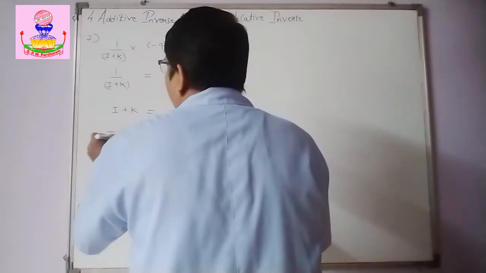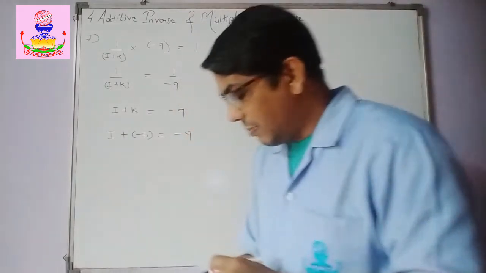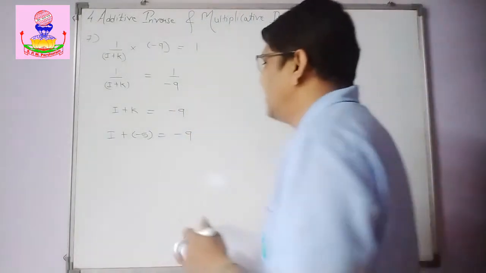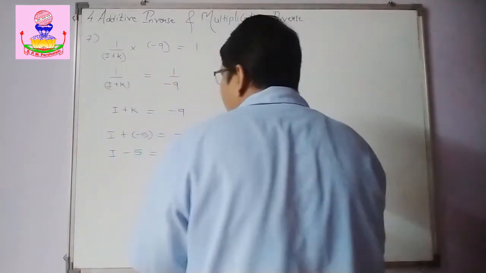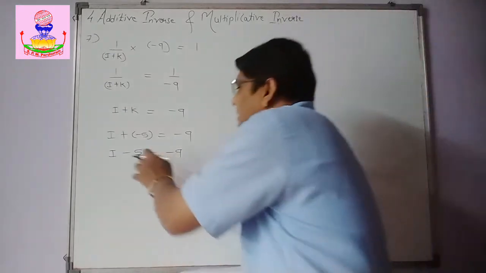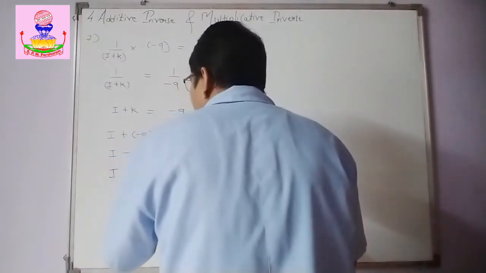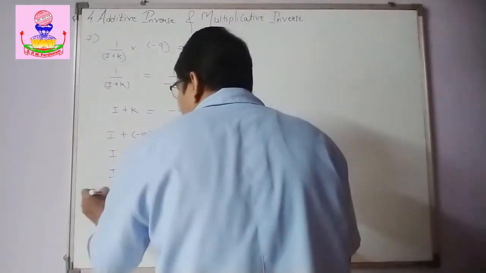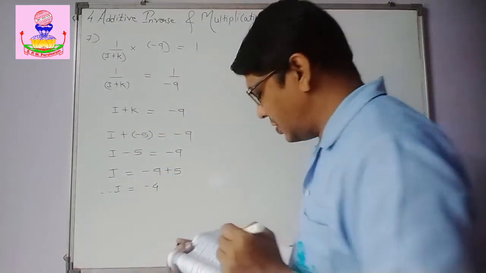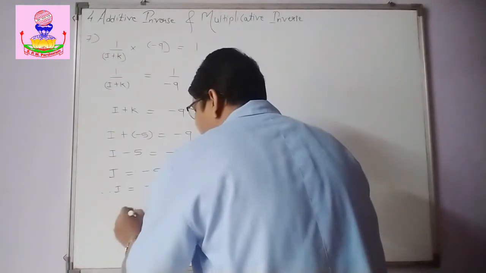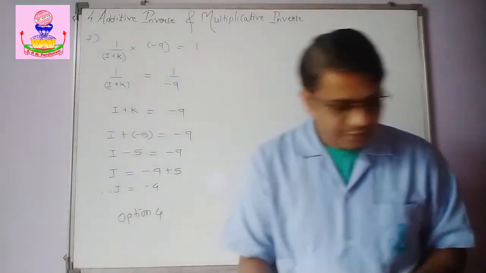What is it? Minus 5. So I plus minus 5 is equal to minus 9. Right? So plus into minus, minus. So I minus 5 is equal to minus 9. So bring this minus 5 to this side, it will become plus. Right? So I is equal to minus 9 plus 5. Therefore I is equal to minus 4. And so option number 4. Option 4 is the right answer.